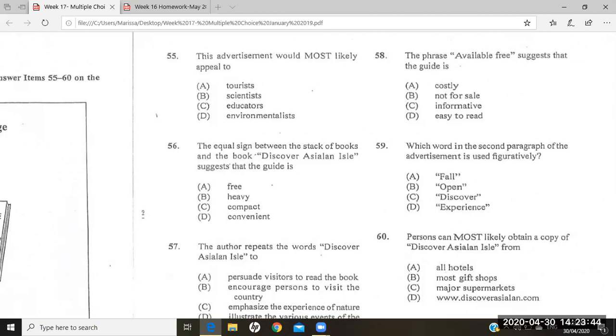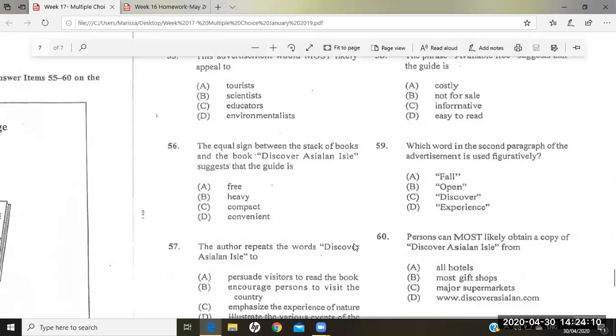So when they have the huge stack of books and then they have the equal sign and the one single guide, does it show that the guide is free, it is heavy, it is compact, or convenient? Yes, the answer is C, compact. It's compact because they're trying to show that it is dense, that all the information has just been included in this one single guide. So the answer for 56 is C, compact.